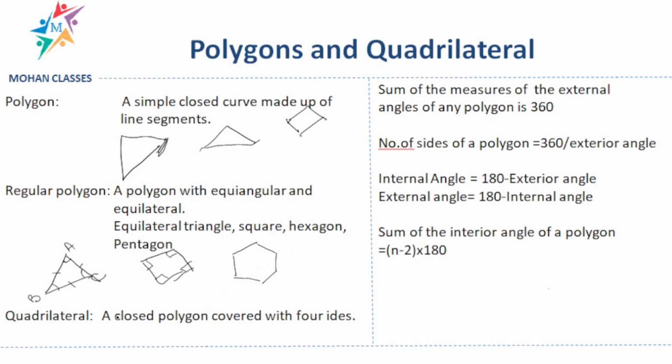Similarly, a pentagon. Five sides will be there. Then, what about a quadrilateral? A quadrilateral is nothing but a shape with only four sides and four angles. This is called a quadrilateral. So, a square is a quadrilateral, a rectangle is a quadrilateral, a trapezium is a quadrilateral.